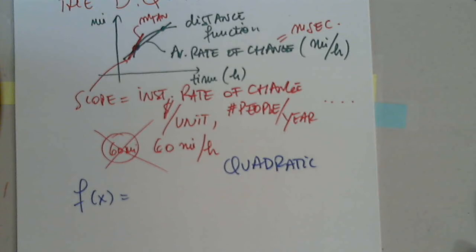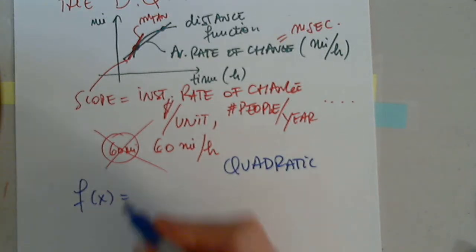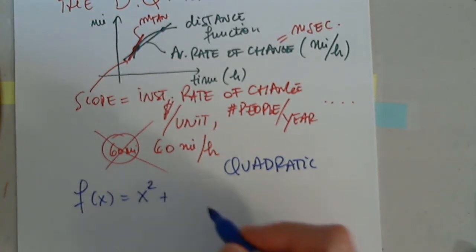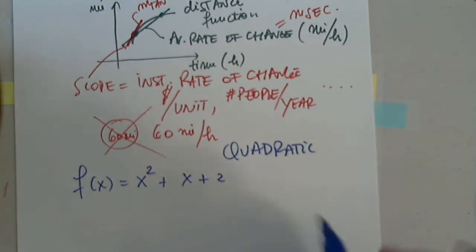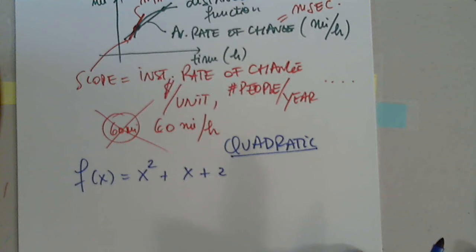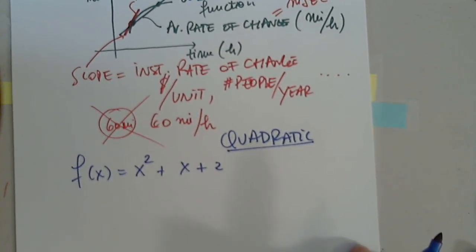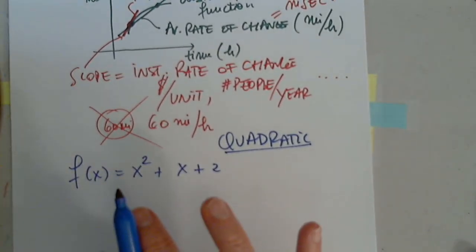Okay, Haber, you want to give us a function that is quadratic? Yeah, I would like x squared. Great job. Plus? X plus 2. Great job. Excellent. Thank you very much. It is a quadratic function. However, this is what I see.